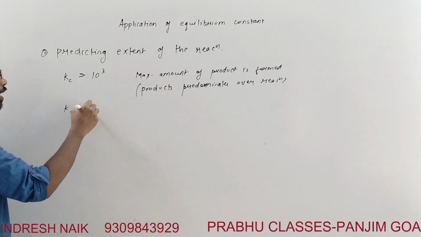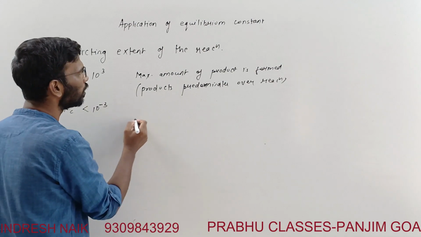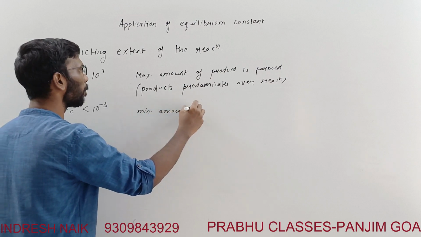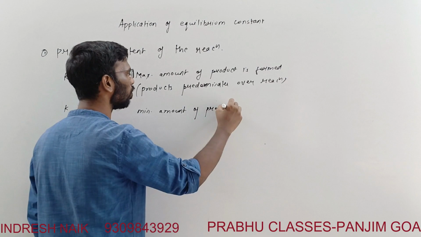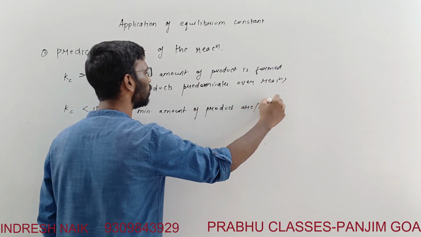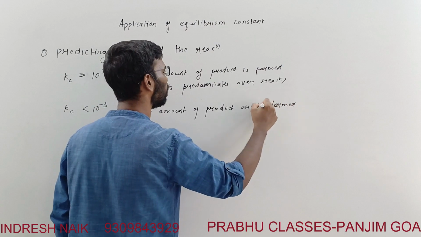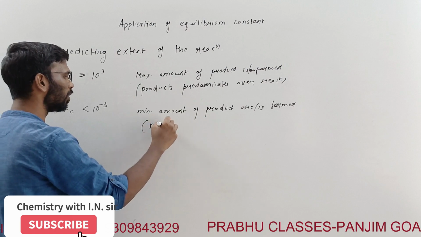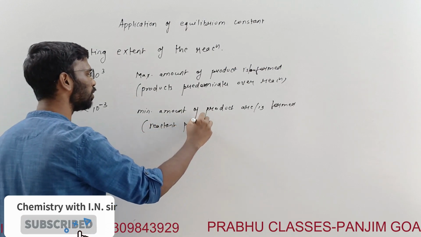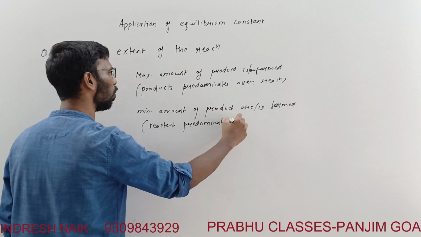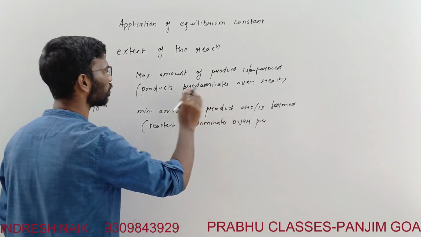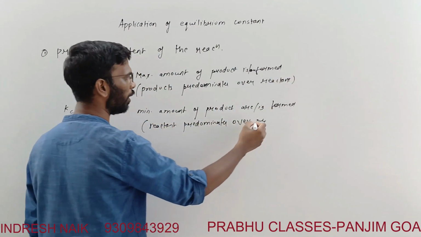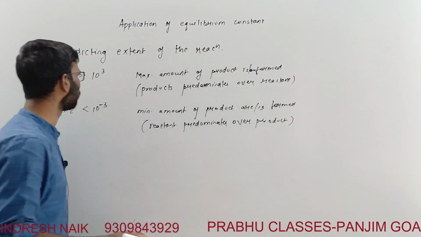If Kc is less than 10 raised to minus 3, it means the minimum amount of product is formed. Okay, means what? Reactant predominates over product. And here reactant predominates over product.